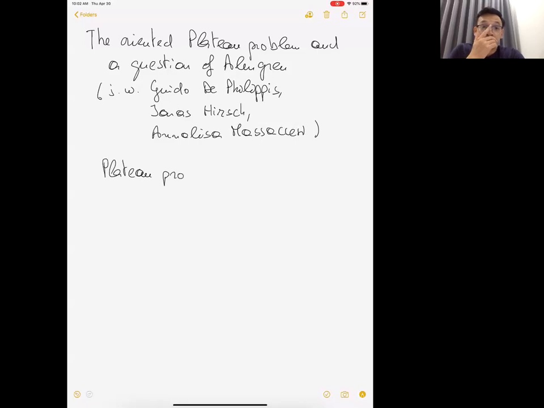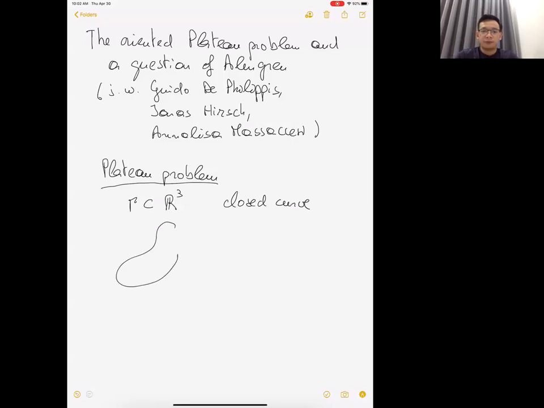Okay, so let me start with a very brief description of what is the Plateau problem in the way we are going to understand in this talk. So the initial problem, which was formulated by the Belgian physicist Plateau, consists in the following geometric fact. So take a gamma, which is a curve, which is sitting in the three-dimensional space. And let's say this is a closed curve. So it's going to be something like this. Of course, it's closed, so that one is not there.